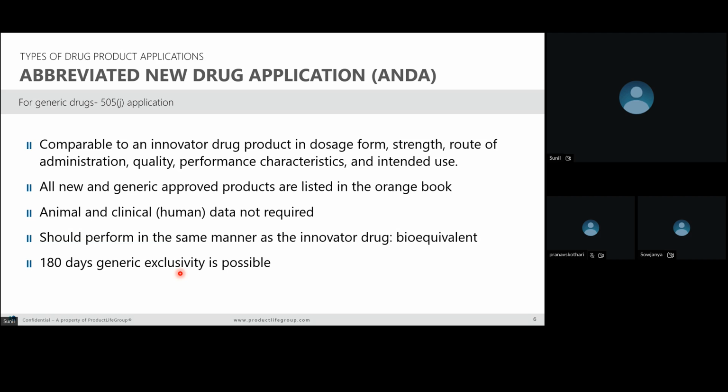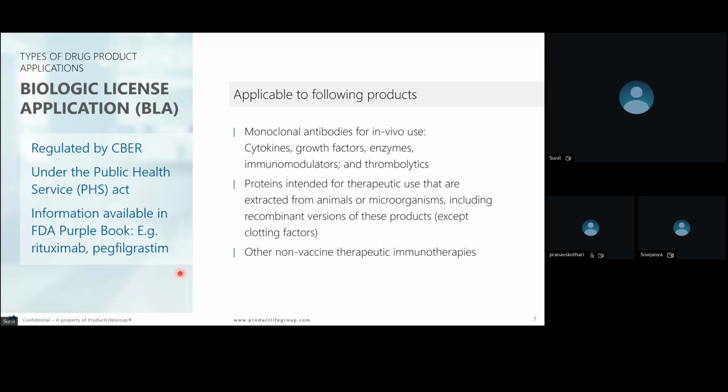Okay, so I proceed to the next type of application, the biologic license application. More applies to me. Sorry. I think, Sojana, this topic may take longer. So should we continue it in our next class? Because it won't finish in 10-15 minutes.